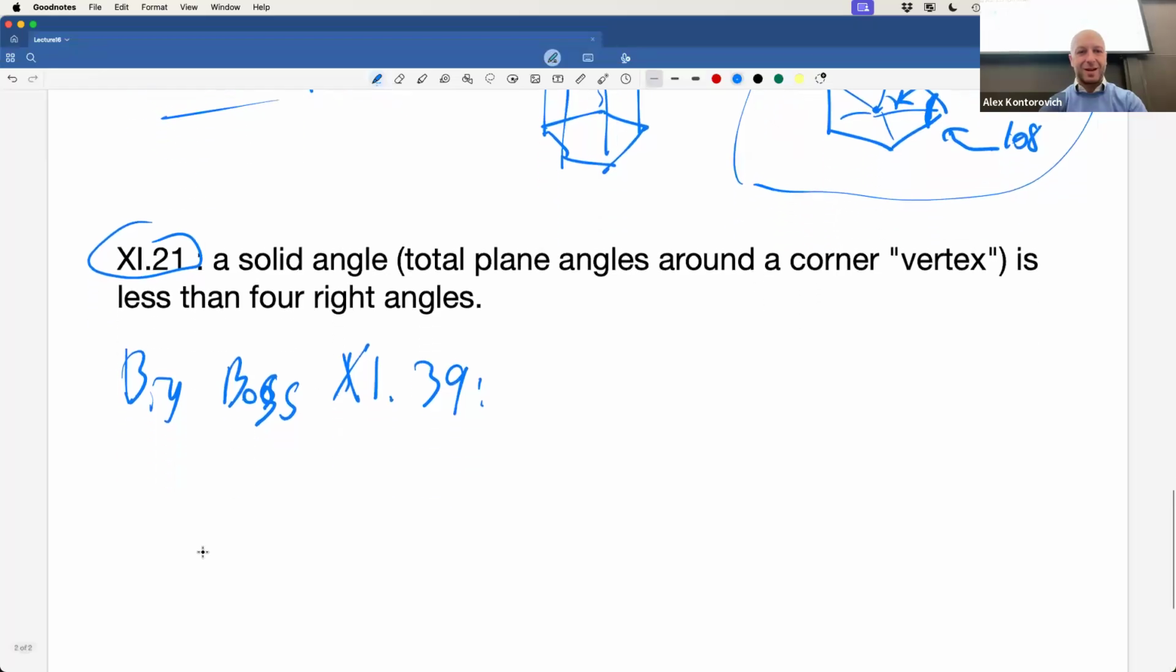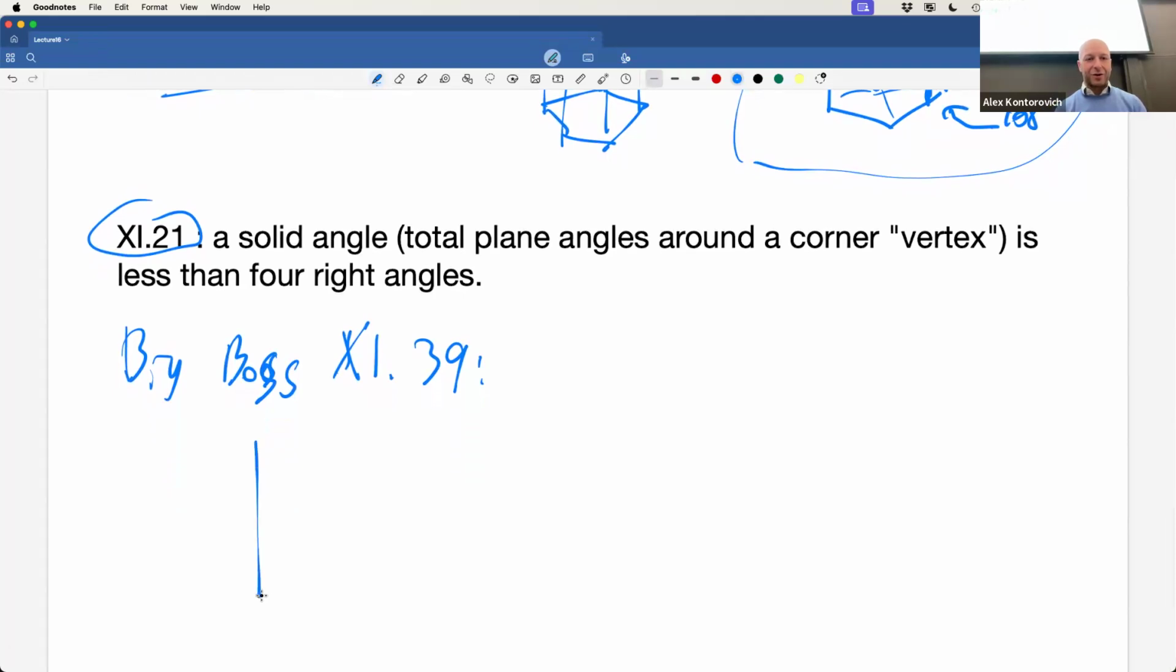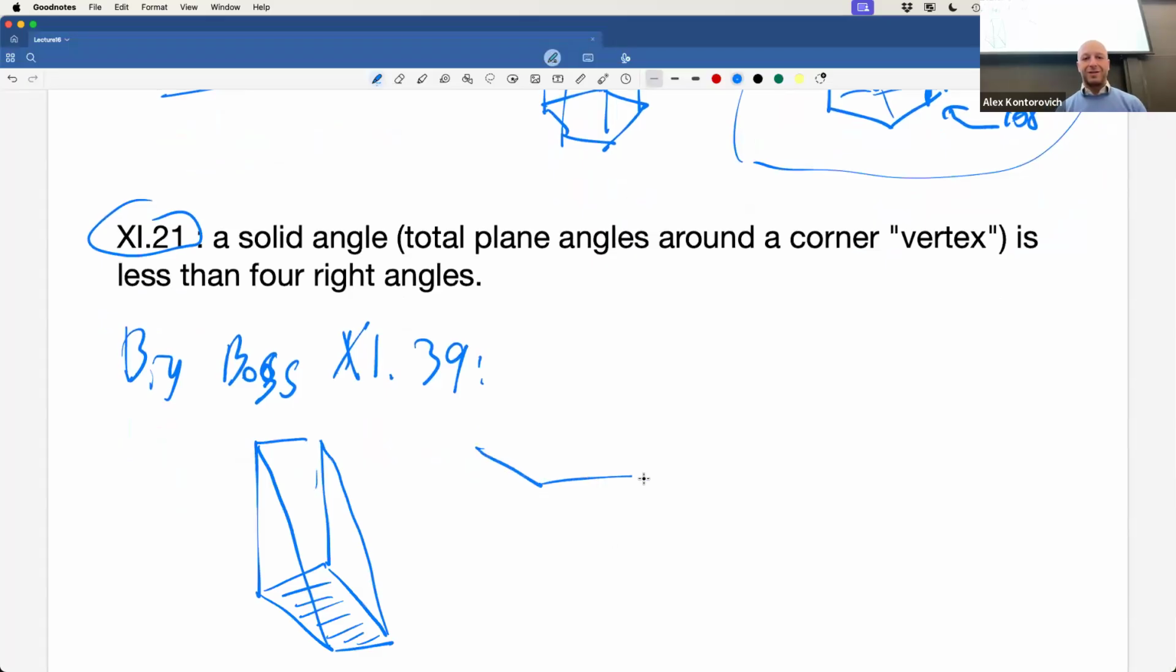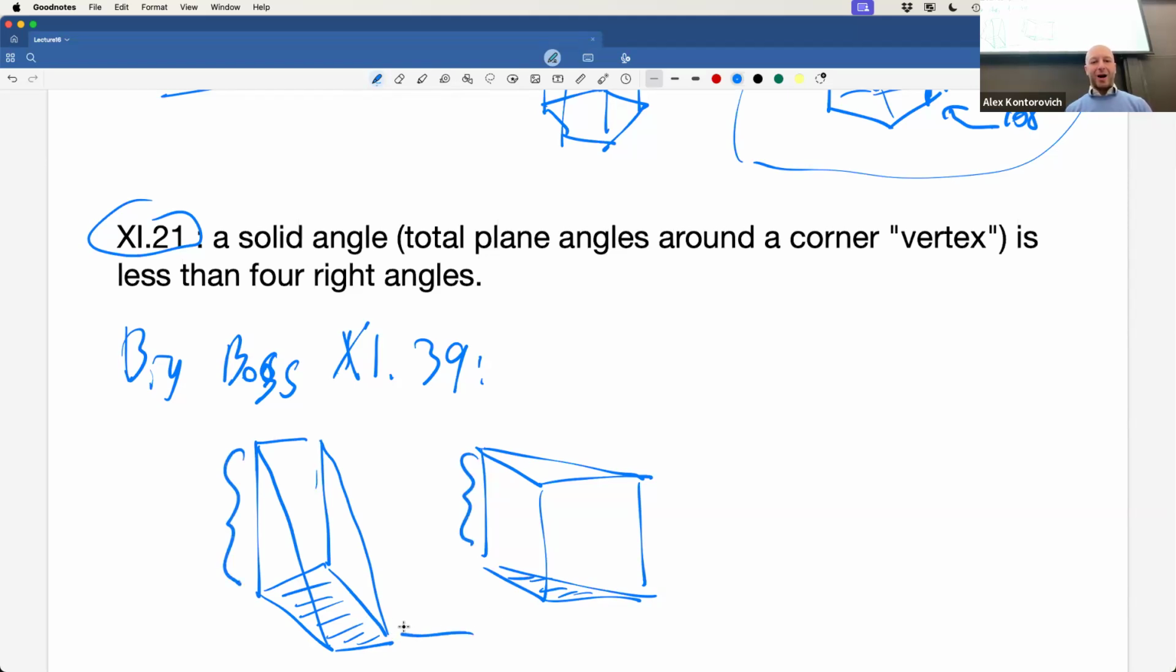Like, I'm going to try to draw it here. If I have a triangle and another triangle, and then I make a prism between them. Okay, and I'm worried about the base. The base is this bottom side. Or I have just a regular looking prism, which is a triangle and another triangle, and then some height. And then this is the other base. And then if this height is the same as that height, and this bottom is equal to twice that bottom, then the pyramids have the same volume.